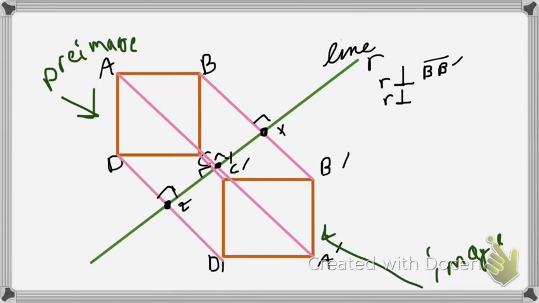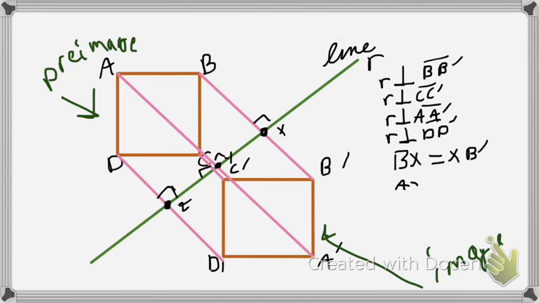So R is perpendicular to B to B prime, to C to C prime, to A to A prime, and it is perpendicular to D to D prime. Also, B to X is equal to X to B prime, meaning that on all of these, it is the perpendicular bisector. So we're going to use that knowledge to figure out how to find the image of a reflection.